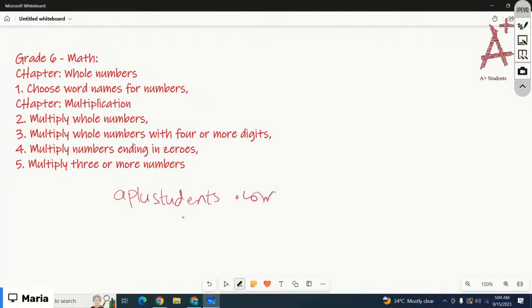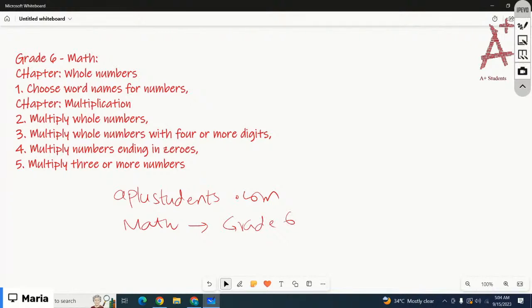You have to log in there, your email address and password is provided by the administrator. Then you have to select math from the subject tab. Scroll down to grade 6 and then click on view all lessons. So there you can find a list of the chapters.